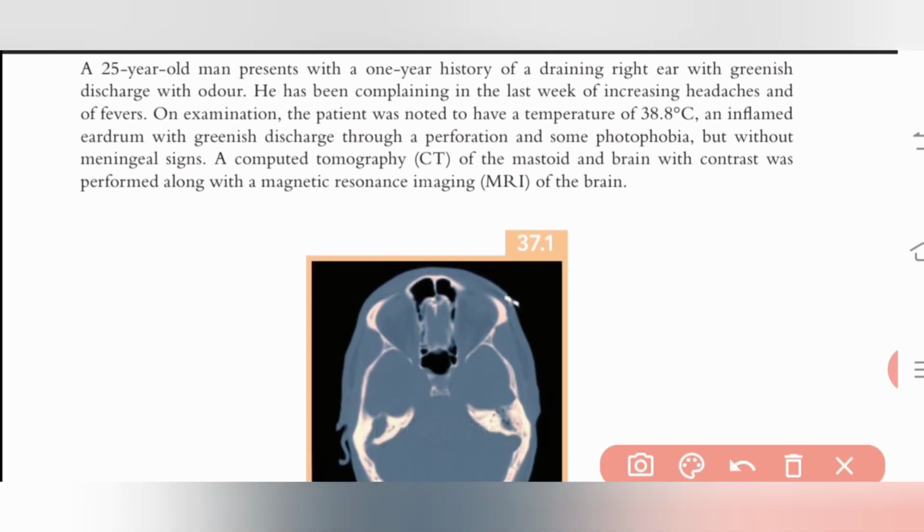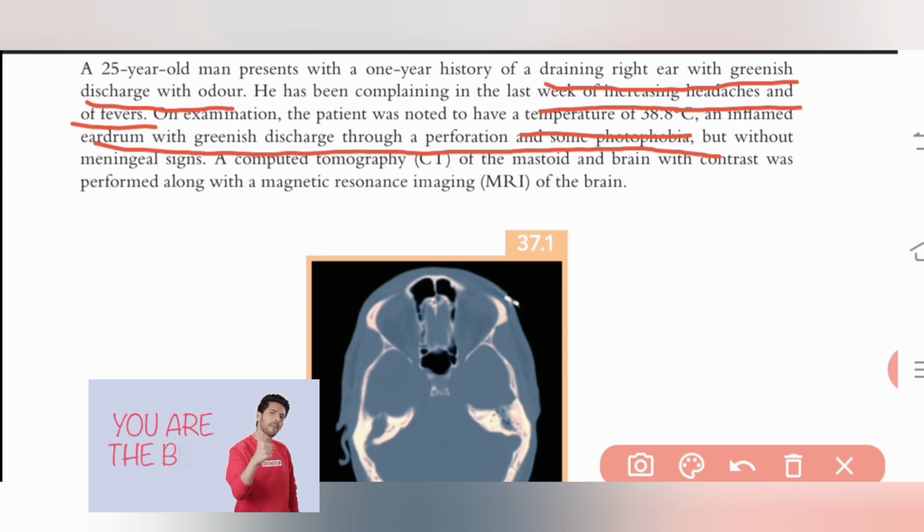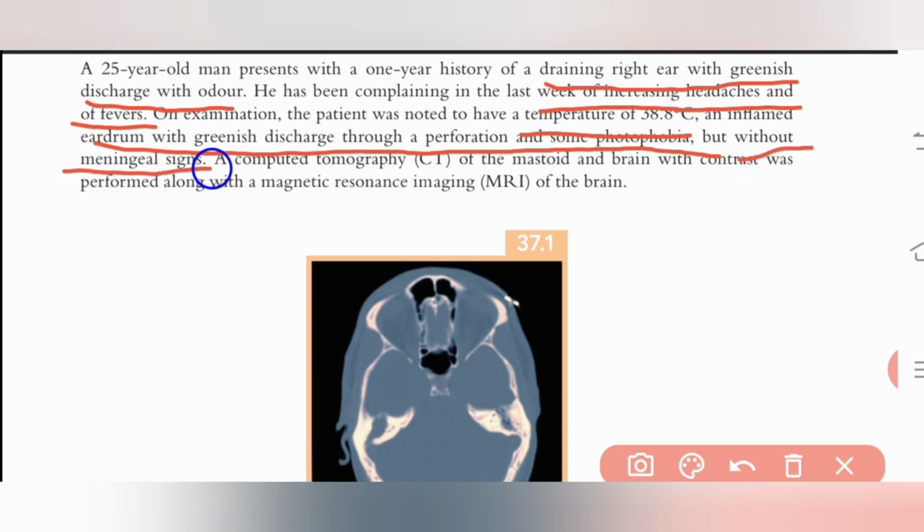A 25-year-old man presents with a 1-year history of draining right ear with greenish discharge along with a foul odor. He has been complaining last week of increasing headache with fever, and on examination the temperature was found to be raised along with an inflamed eardrum with greenish discharge through a perforation, and some amount of photophobia was being complained of by the patient. No meningeal signs were observed.